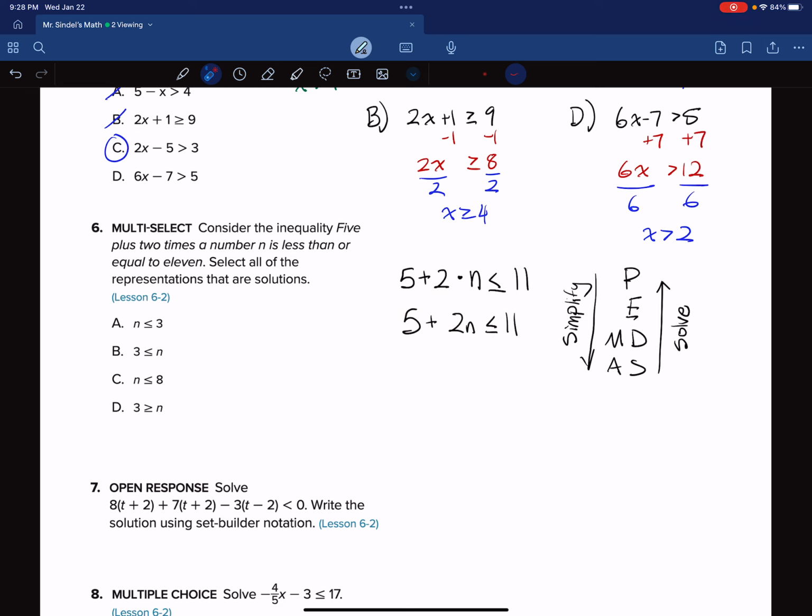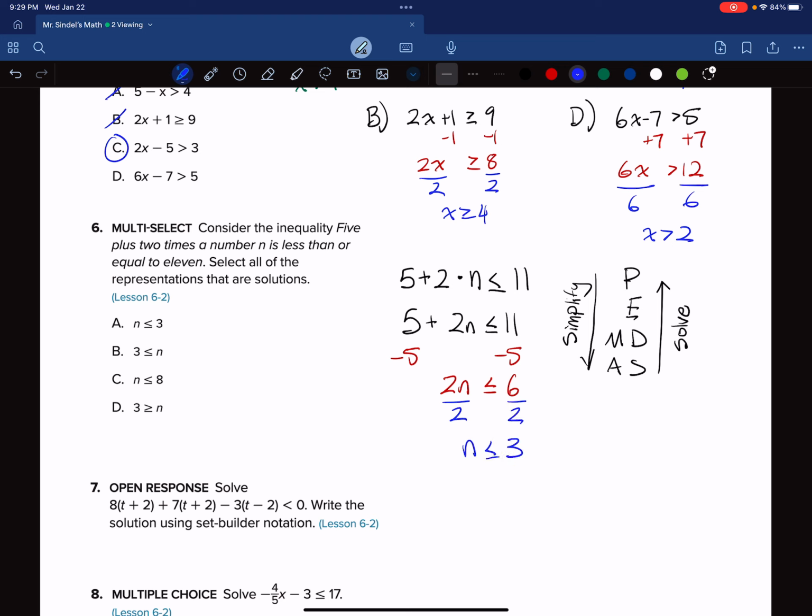So I can undo, I guess I can undo this plus 5. I know it's reading backwards, but you can say minus 5 on both sides of the inequality, leaving behind a 2n is less than or equal to 6. And then from here, I'm going to divide by 2, and it's going to be less than or equal to 3.